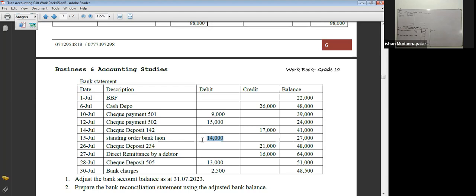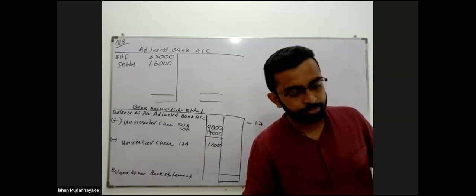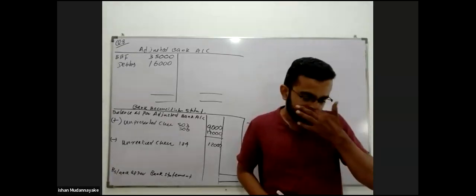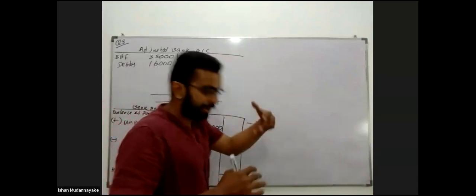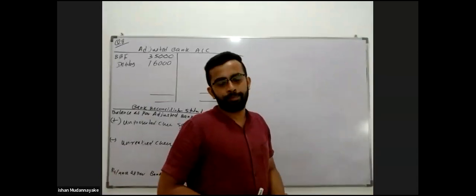Tarun, what's the double entry? Adjusted bank account credit, bank loan account debit. Yes, very good, Tarun. Right, and here the double entry for that 40,000 means adjusted bank account credit, bank loan account debit.